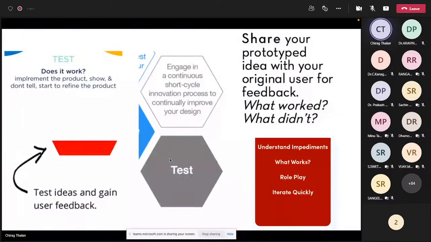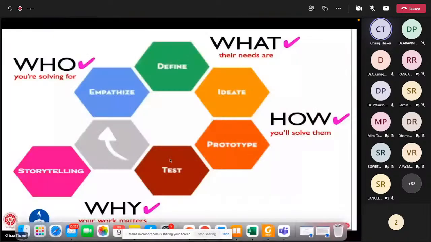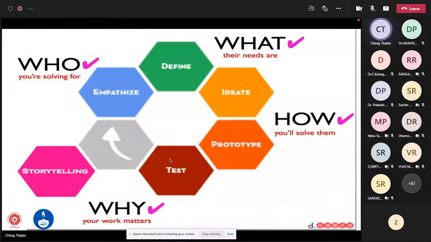Understand impediments, what works, what does not work, role play, and in this one major objective is to iterate very quickly. That means from empathize to test, you ask very basic questions: who, what, how, and why. So who you are solving for, what their needs are, how you will solve them, and why your work actually matters. So this is going to be your prime objective.